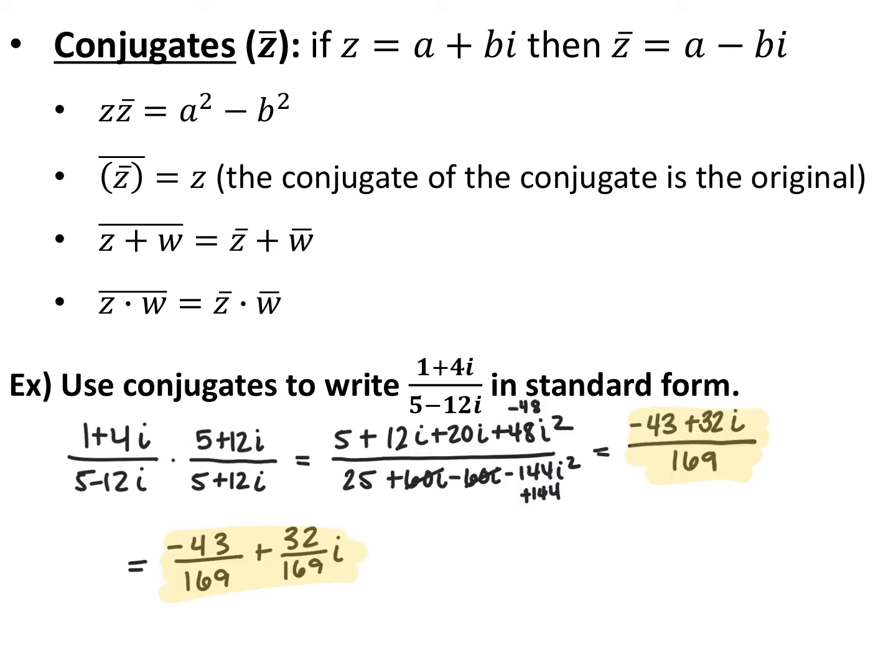So FOIL the numerator and FOIL the denominator. The numerator, you end up with 5 plus 12i plus 20i plus 48i squared, which is the same thing as minus 48. The denominator, you end up with 25. The two 60i's cancel each other out because one's positive, one's negative, minus 144i squared, which ends up being plus 144. And so you end up with negative 43 plus 32i over 169. Sometimes you'll see it written this way. A lot of times they'll split it up, so it looks like a plus bi. So negative 43 over 169 plus 32 over 169 i. So whenever we want to get an i out of the denominator, we multiply by its conjugate.